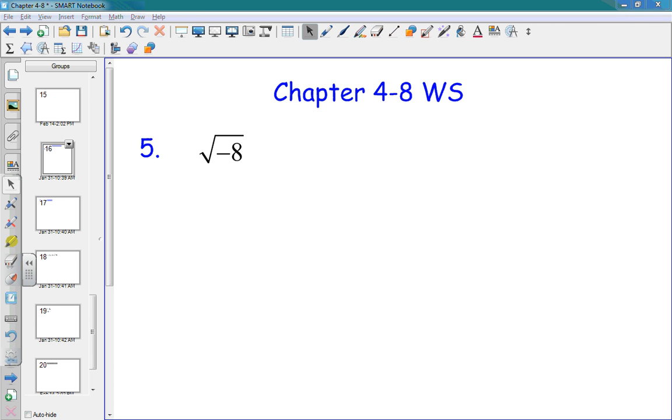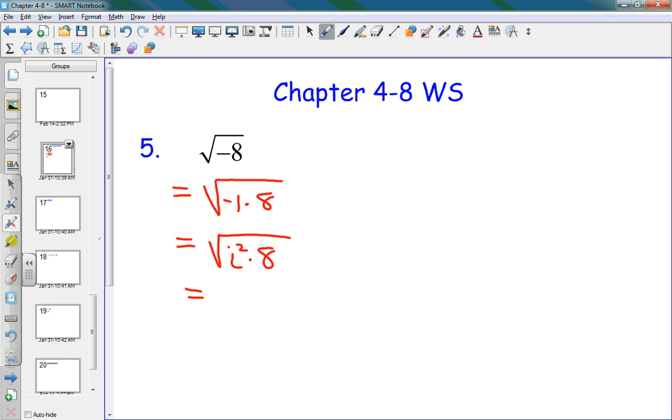So if I'm simplifying this, the square root of -8, my question to you is, what do you notice? It's a square root, it's an even root, so therefore I'm going to have an imaginary number. So I immediately put -1 times 8. And then I ask myself, well, what does -1 represent? -1 is going to be i squared. Is 8 a perfect square? No. What factors of 8 do I have?